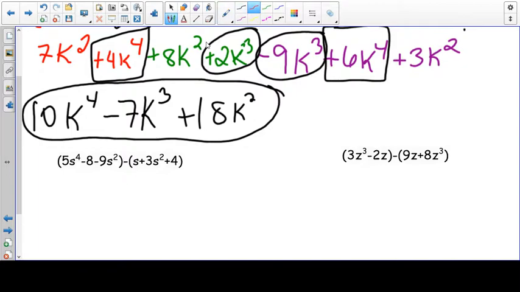So essentially, I first looked at the first set of parentheses, and I see that nothing's going on to them. So I can pretend that they aren't there. So I have 5s to the fourth minus 8 minus 9s squared. I see I have this minus sign in front of my second set. So that means everything's going to get multiplied by negative 1. Well, when everything gets multiplied by a negative 1, my signs all flip.